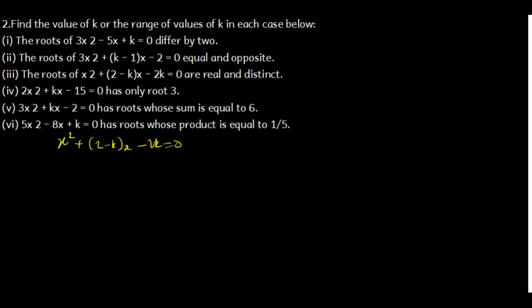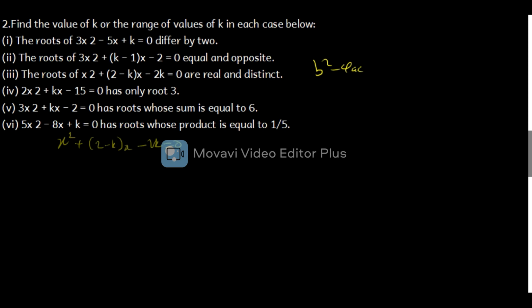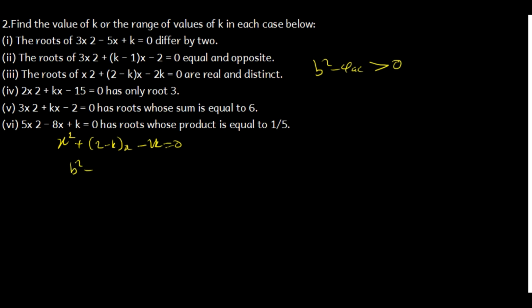Alright, so we've been told that the roots are real and distinct. So what does it mean if the roots are real and distinct? If they are real and distinct, that means b squared minus 4ac is going to be greater than 0. That is the condition that we already stated. So we are going to say b squared minus 4ac is greater than 0.